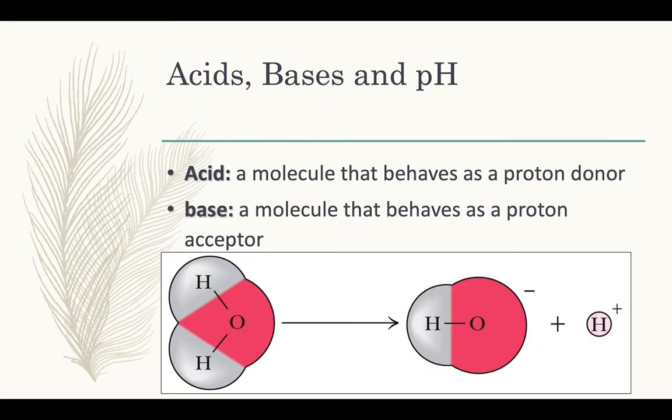Okay, so now we move to acids, bases, and pH. Let's just recap the basic definition of your acids and bases. Remember that your acid is a molecule that behaves as a proton donor, and that your base is a molecule that behaves as a proton acceptor. You also have to remember here the different definitions of your acids and bases. Remember, di ba, you have your Arrhenius, your Bronsted, and Lewis definitions.